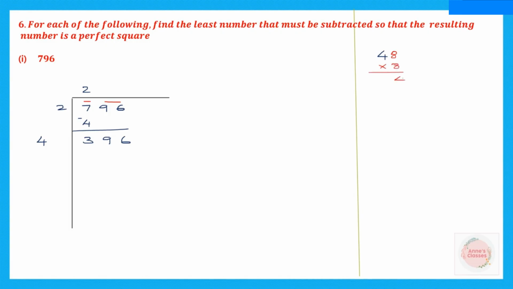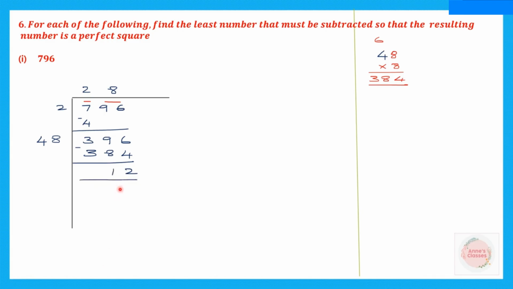8 8s are 64, carry 6. 8 4s are 32, plus 6 is 38. So we have 384, which is close to 396. So we can write it here. That means next to 4, I have to put the digit 8. So now it becomes 48. So 48 into 8 is 384. Now we have to subtract it. 6 minus 4 is 2, 9 minus 8 is 1, and this is 0, so we have 12.